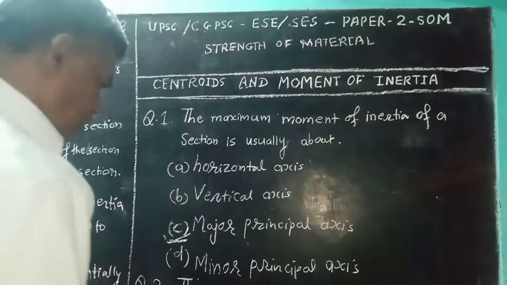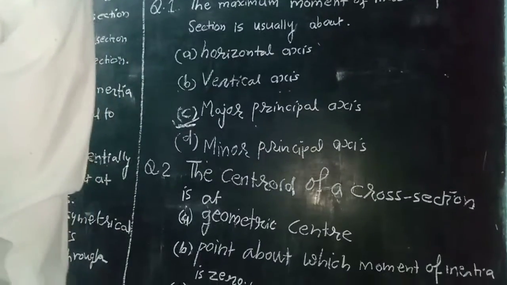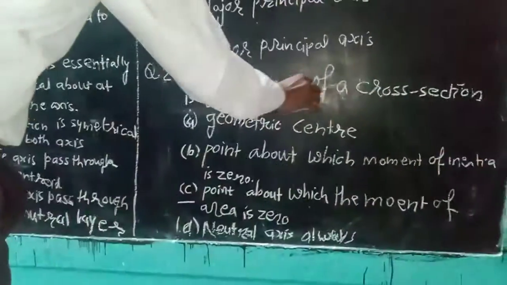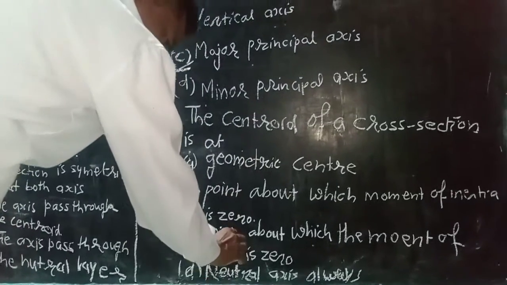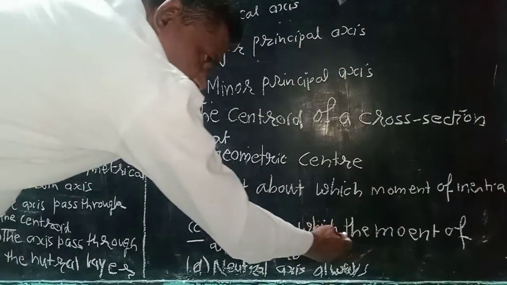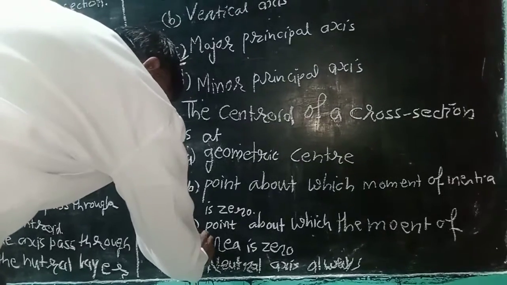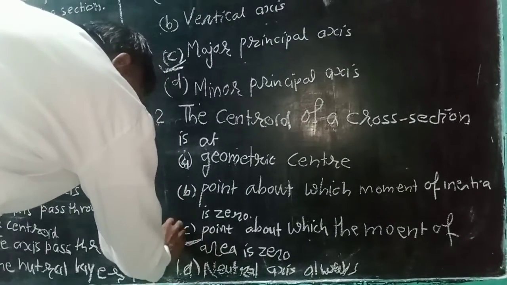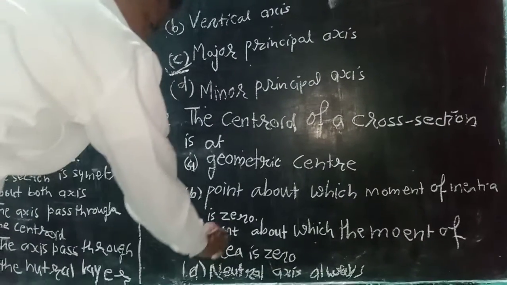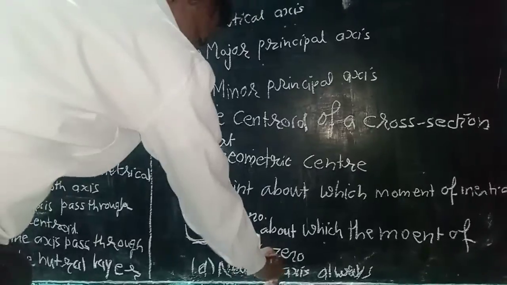The centroid of a cross section is at the point about which the moment of area is equal to 0. This is answer C. The moment of area of the section is 0.